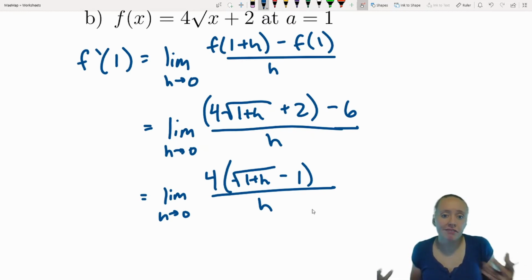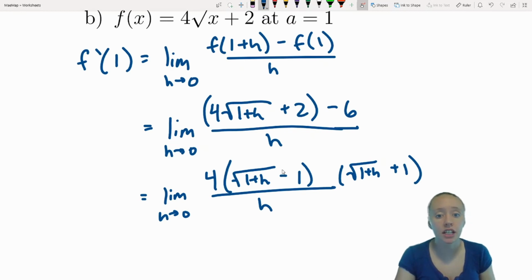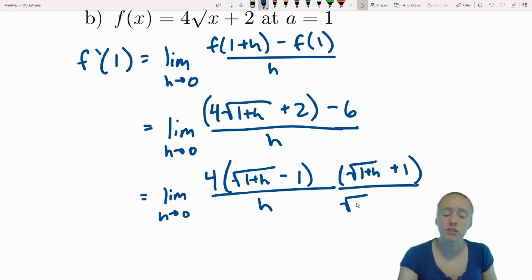Multiply by the conjugate. That's a good first step to take. So I'm going to multiply by the conjugate so I can get that square root out of my numerator. So I'm going to multiply by the square root of 1 plus h plus 1, because that's the conjugate, switching that sign, all over the square root of 1 plus h plus 1. Well, I have to multiply by 1, so I'm going to write that same exact thing. So when I multiply by this, let's see what happens.